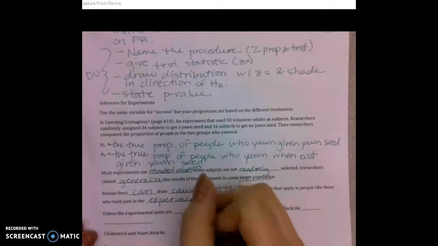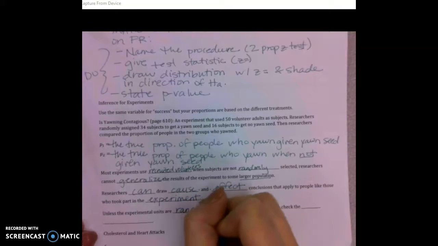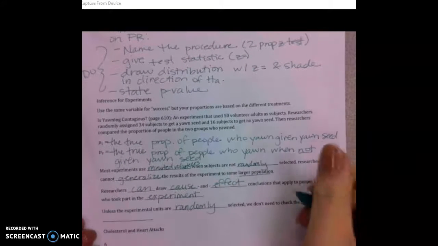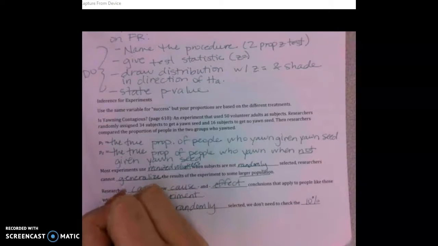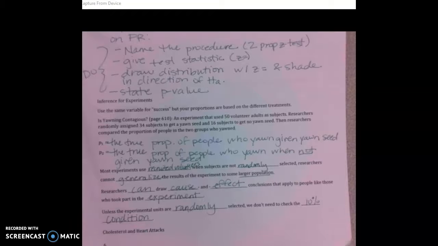So unless the experimental units are randomly selected, we do not need to check the 10% condition. Okay, because it has to do with the experimental design.